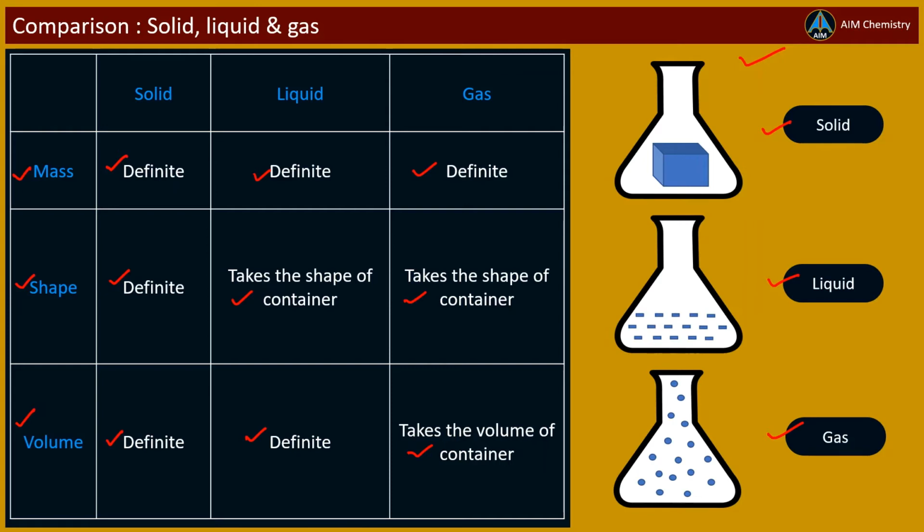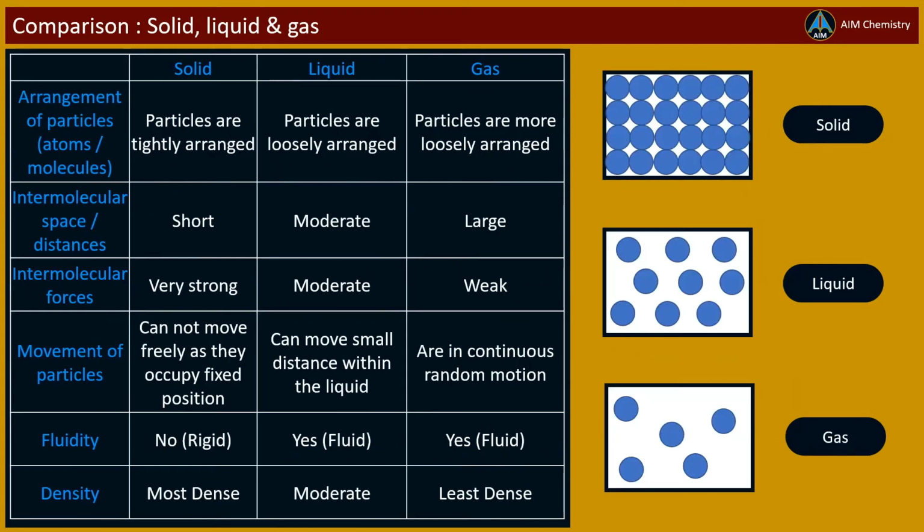The reason behind these properties is the arrangement of particles. In solid state, particles are tightly arranged, while in liquid state, they are loosely arranged, and in gaseous state, they are more loosely arranged. You can see this in this figure. This arrangement is in solid, this is in liquid, and this is in gas.